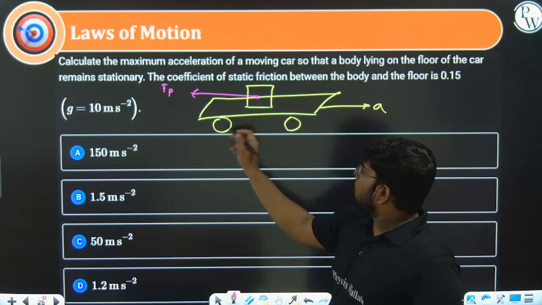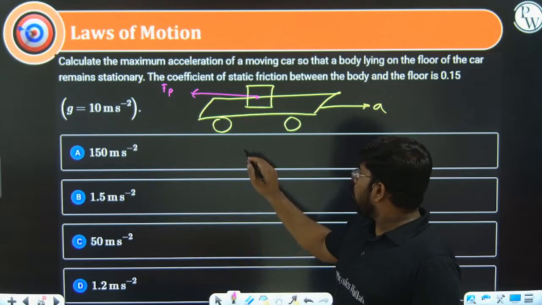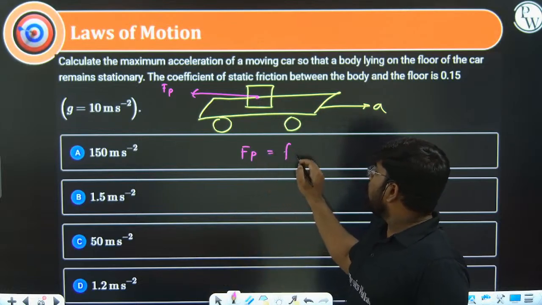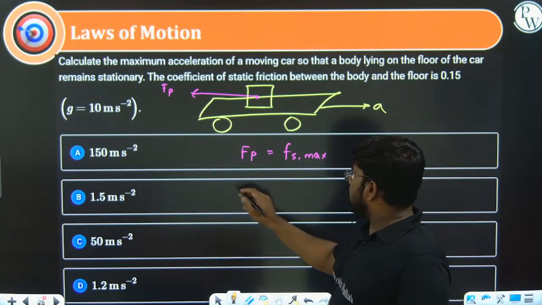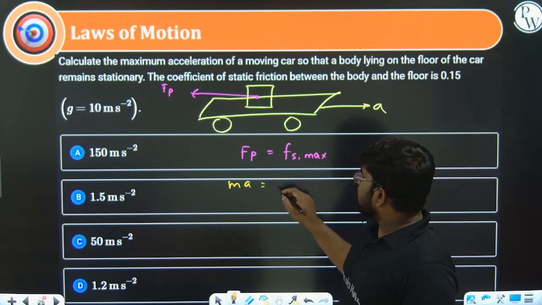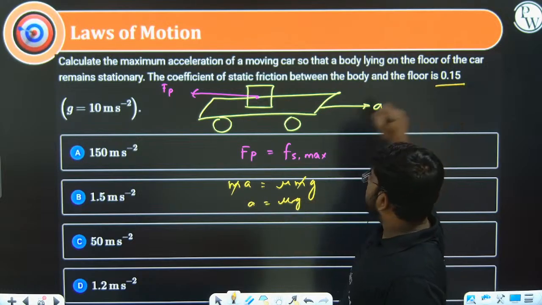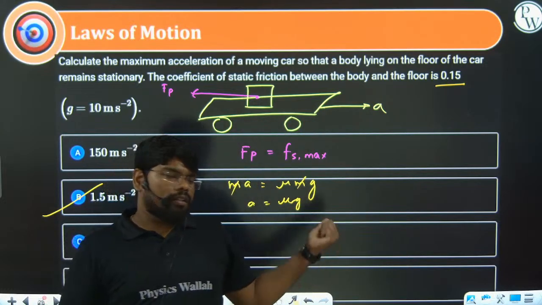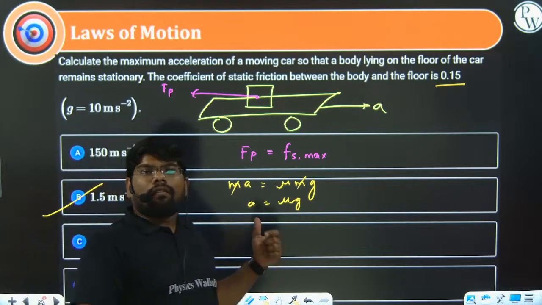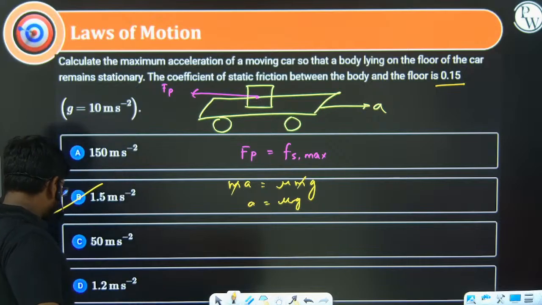If the pseudo force is greater than friction, it will move, but we don't want it to move. So pseudo force should be equal to f s max. How to calculate pseudo force? It is mass into observer acceleration, equal to mu mg. m gets cancelled. What is the maximum acceleration? Mu g. Mu is 0.15, multiplied by 10, it becomes 1.5 meter per second square. This is the concept. It's a standard model question, where the question is mixed with pseudo force and friction.